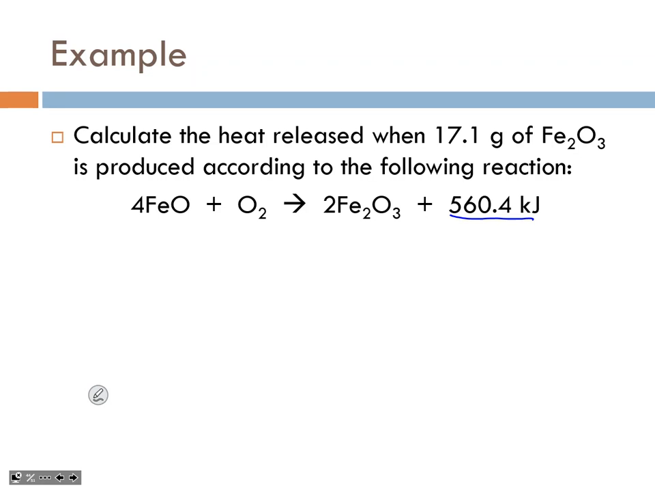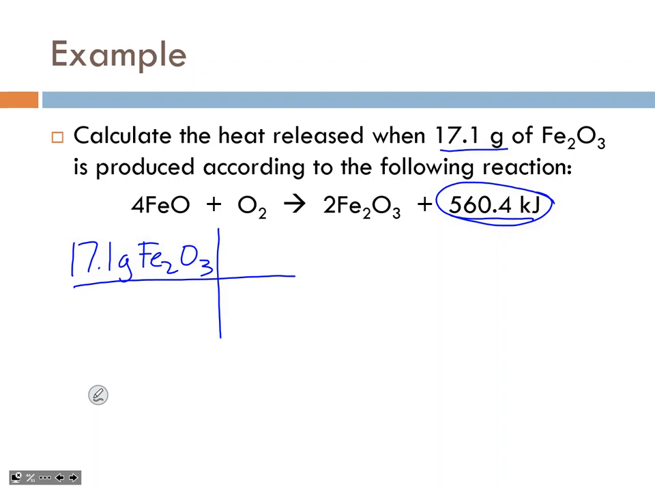But we want to calculate the amount of heat released, which it's telling us anyway, so we know it's exo, when 17.1 grams of the iron 3 oxide, or the rust, is being produced. This amount is for 1 mole of the reaction, 1 time the reaction runs. When they say per mole of reaction, that's what they're talking about, because the different substances in there have their own coefficients. But for 1 time of that running, it's going to generate 560.4 kilojoules of heat. But we're starting here with our 17.1 grams Fe2O3.